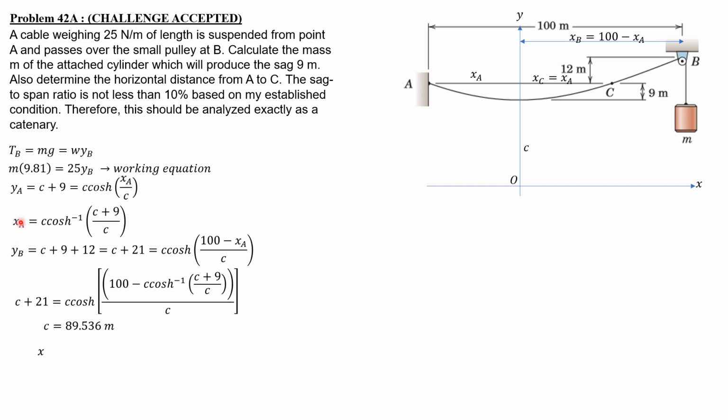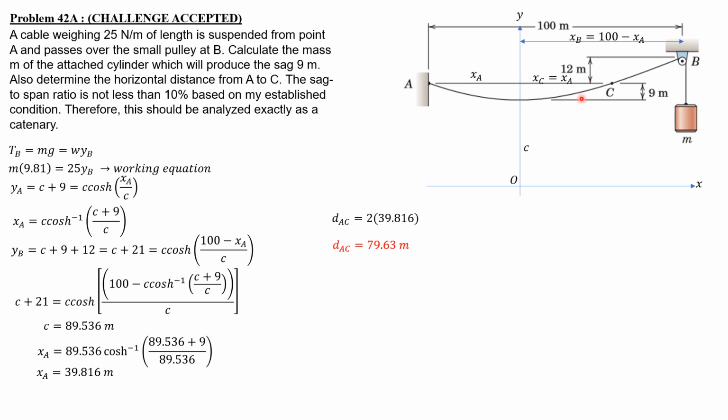Then we can now solve XA, which is 89.536 times inverse cosh of the quantity (89.536 plus 9) over 89.536. So XA is equal to 39.816 meters. Therefore, the horizontal distance AC is 2 times XA, so 2 times 39.816 meters. So distance AC is 79.63 meters as compared to the approximate value of 79.12. So there is a big difference.